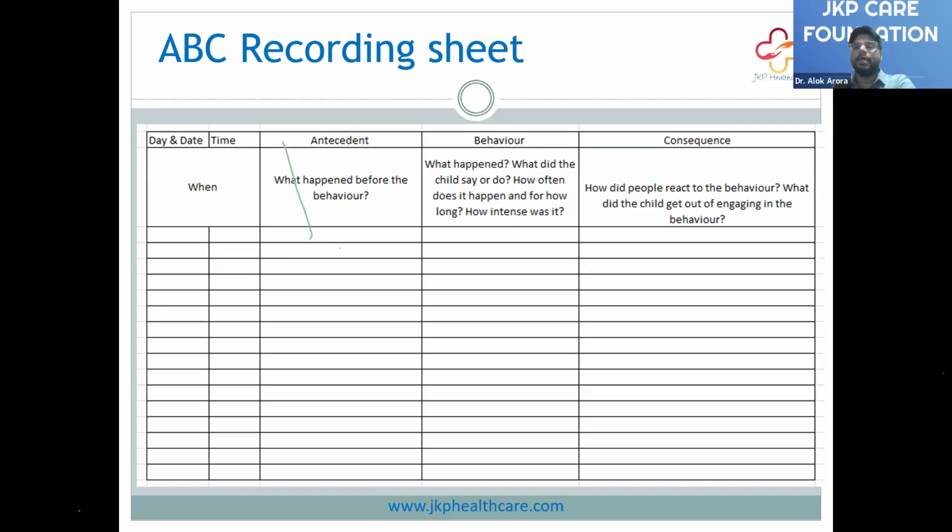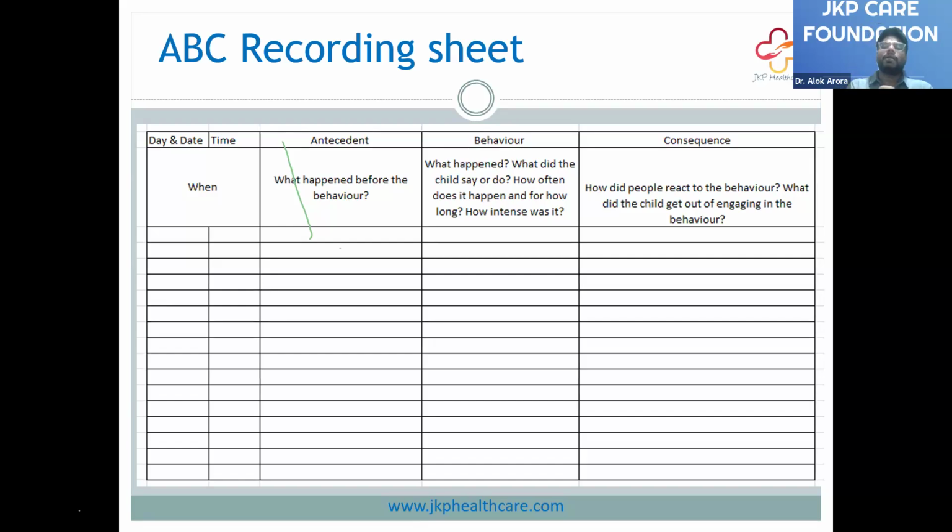So first of all, you will write the middle column, the behavior column. What did the child do? Child started screaming. Child was sitting, playing with his toy. Suddenly he started screaming and crying and jumping. How often does it happen? No, it just happened for the first time. How intense was it? It was beyond control. And for how long? 10-15 minutes.